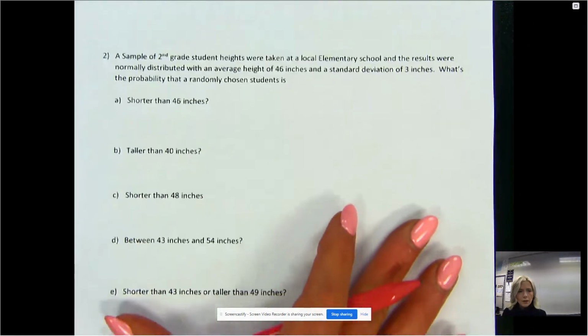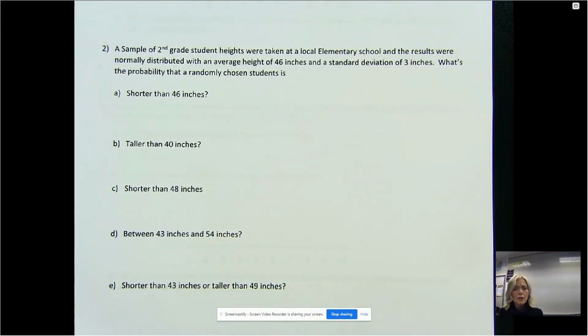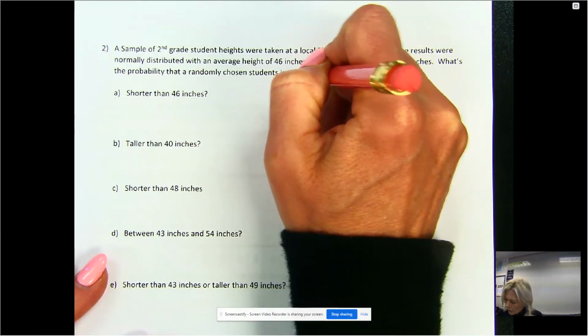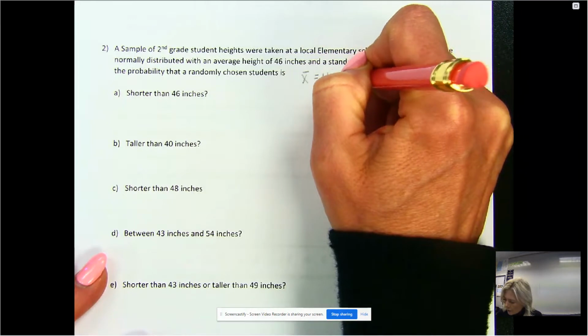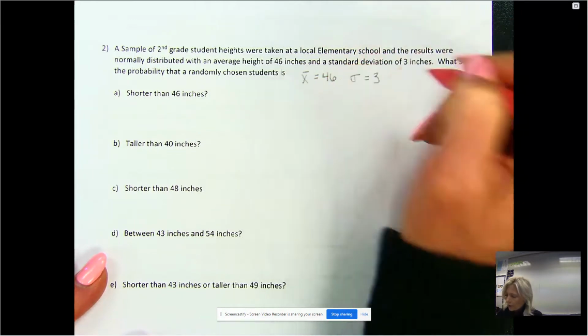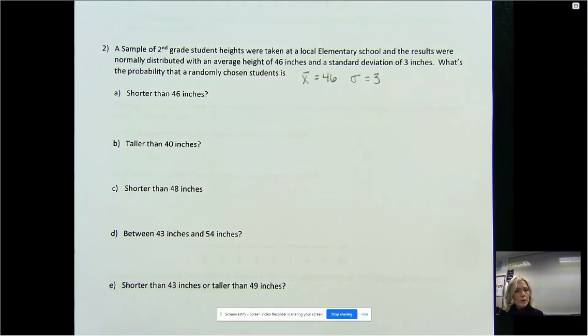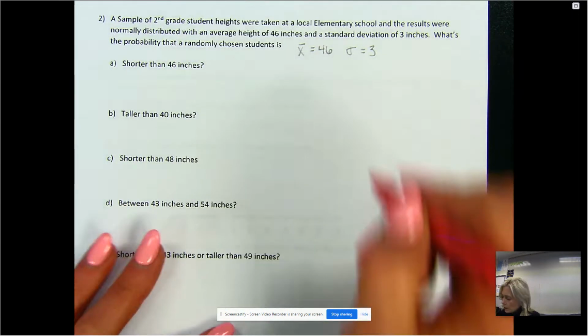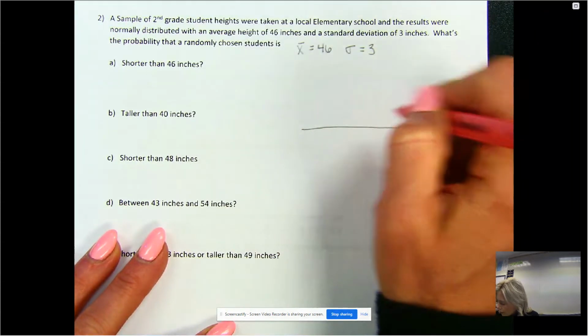A sample of second grade students' heights were taken at a local elementary school. The results were normally distributed with an average height of 46 inches and a standard deviation of 3. So average height, that's our mean, is 46, and the standard deviation is 3. What's the probability that a randomly chosen student is in each of these categories? So the first thing we should do is draw a normal curve and label it.